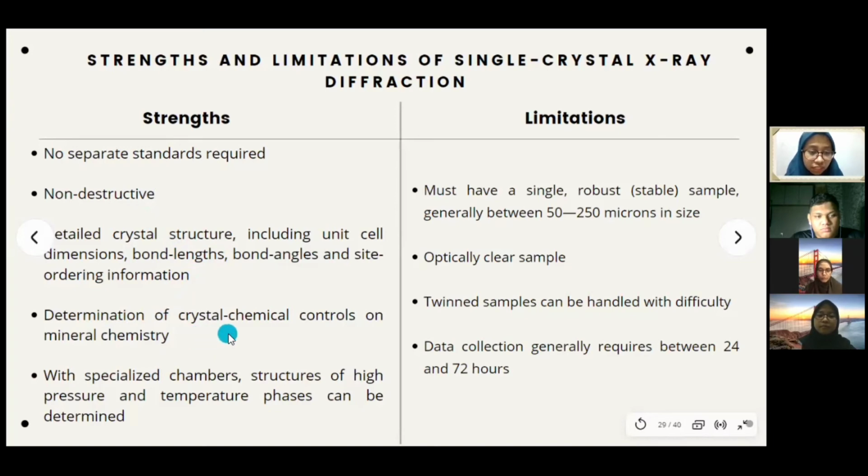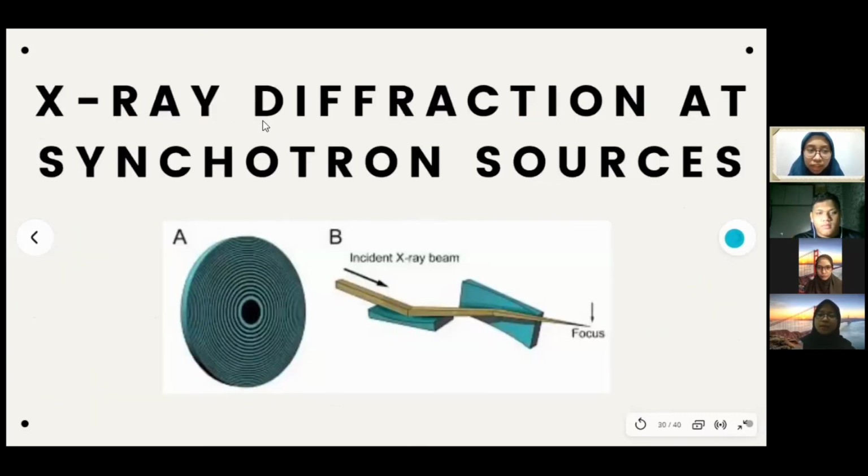Determination of crystal chemical controls on mineral chemistry is possible, and with a specialized chamber, the structure of high pressure and temperature phases can be determined. The limitation is that it must have a single stable sample, generally between 50 and 250 microns in size, optically clear. Twinned samples can be handled with difficulty, and the data collection generally requires between 24 and 72 hours.